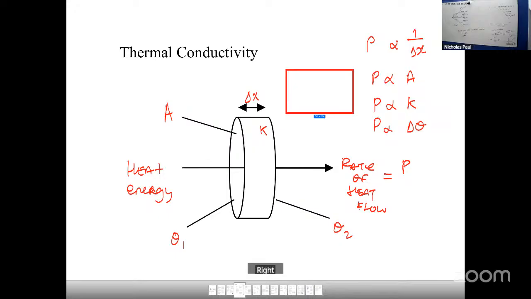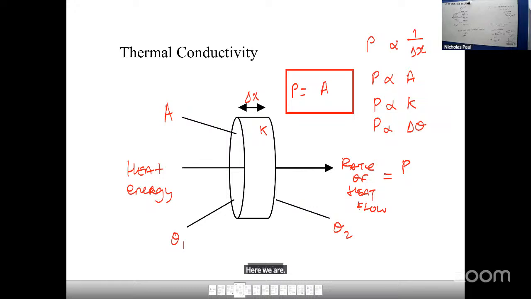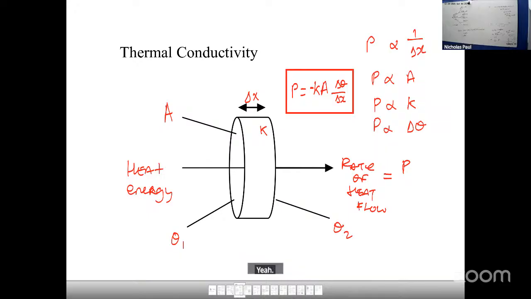We have rate of heat flow is equal to, using the same things that you all told me, area by temperature change all over thickness. And then I'm going to include the constant K. One thing missing there is a sign. Yeah, theta 1.